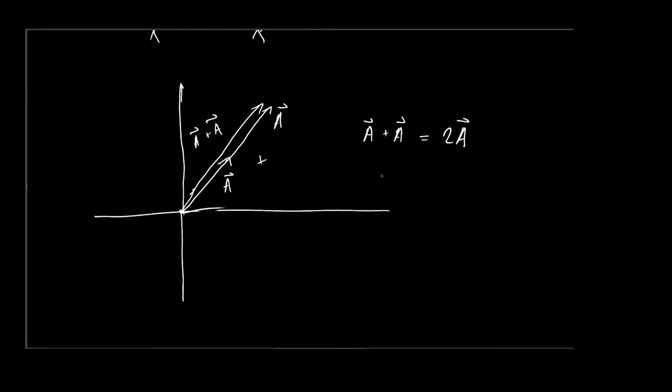So, this means that I can multiply a vector by some scalar number, and I'll end up with that same vector just stretched by this number. In this case, I have A stretched to twice its length, right?